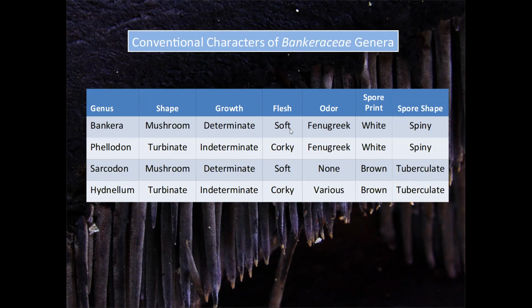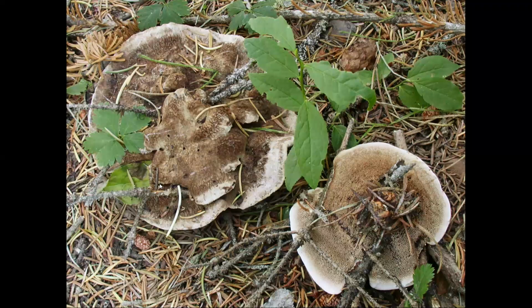Like the Bankera and the Phelodons, you get the white spored ones. There's a soft group, which are the Bankera. The corky ones are the Phelodons. And within the brown spored group, the soft ones are the Sarcodons, and the corky ones are the Hydenellums. Also, the Sarcodons are mushroom-shaped, and they're determinate in their growth, and Hydenellums are top-shaped and indeterminate in their growth. What we looked at previously, this is a Hydenellum.